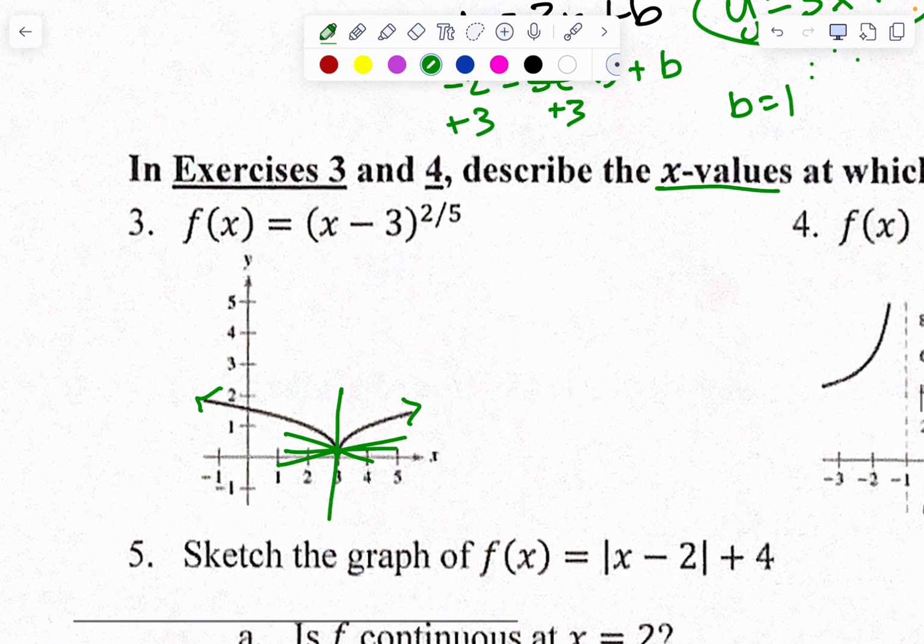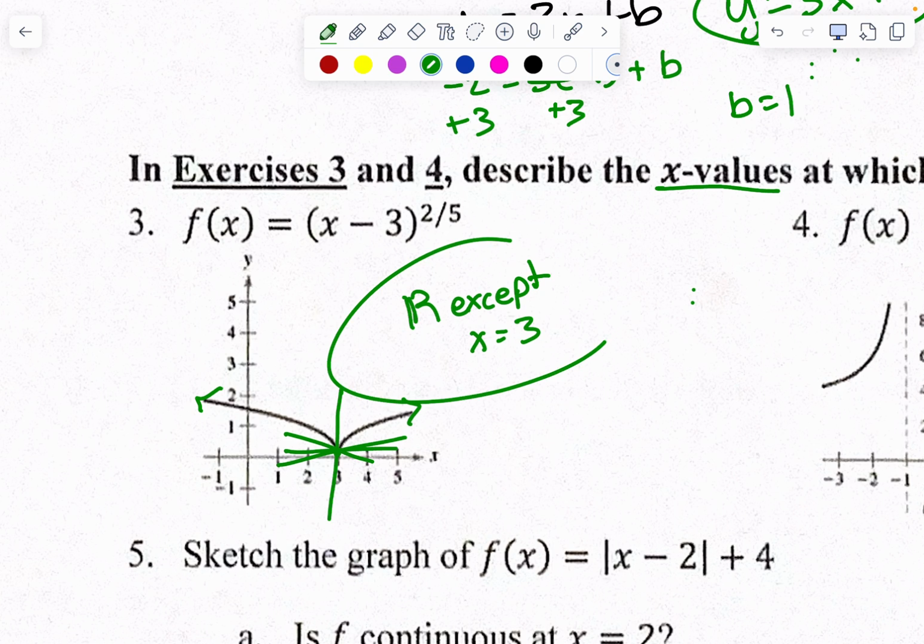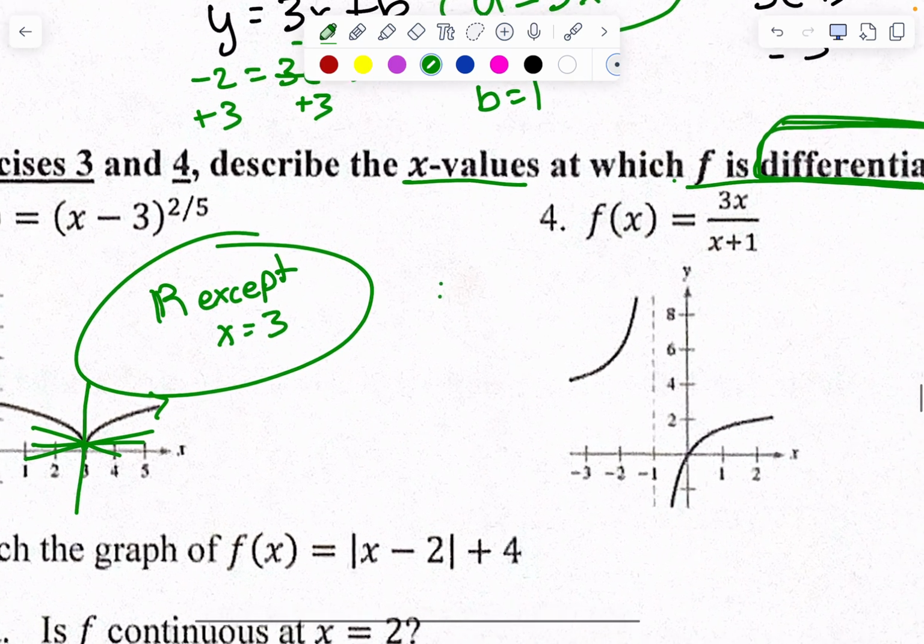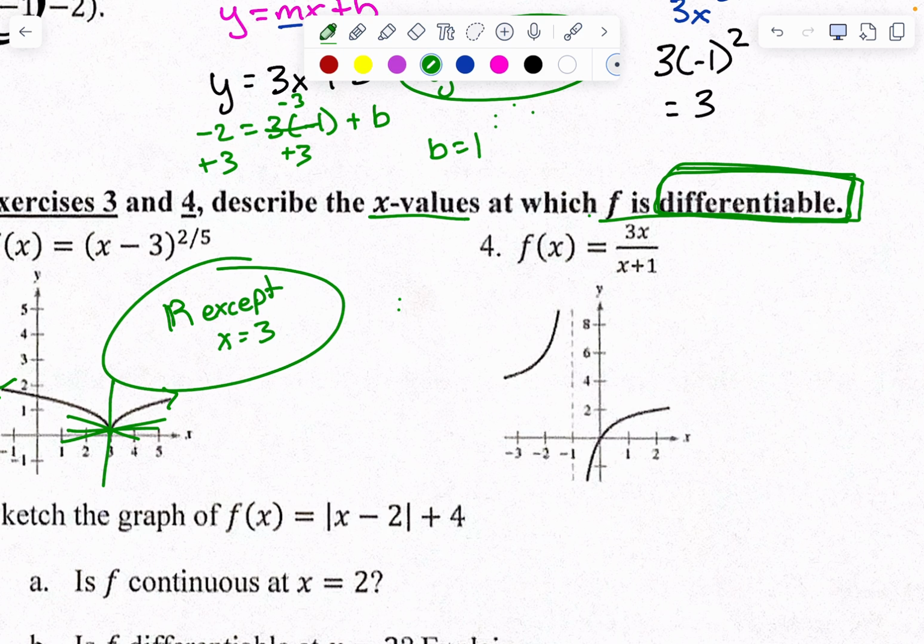So, all reals except x equals 3. That's where you can find the derivative, or where f is differentiable. You cannot find the derivative at 3 because it is a tip. Okay? Number 4, you cannot find it at -1. How come? He's a weird thing. He doesn't even have values at that point, right? So if he doesn't have a value there, if he's not continuous, you can't find the derivative.